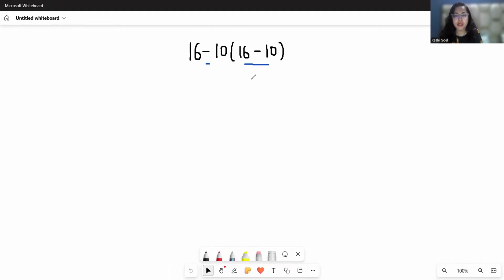So 16 minus 10 is 6, and here 16 minus 10, and there is a multiplication sign. Now in subtraction and multiplication, we have to give preference to the multiplication rule according to the PEMDAS rule. So we already solved the parenthesis, then exponent is not given, then division, multiplication, addition and subtraction. So 16 minus 10 times 6 is 60. 16 minus 60 is minus 44. So our final answer to this problem is minus 44.